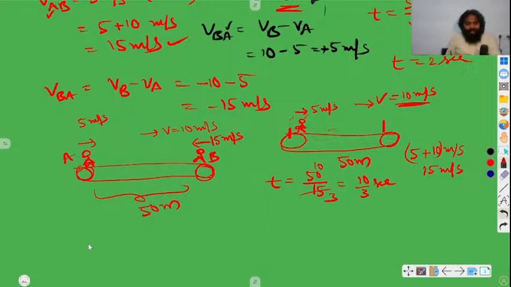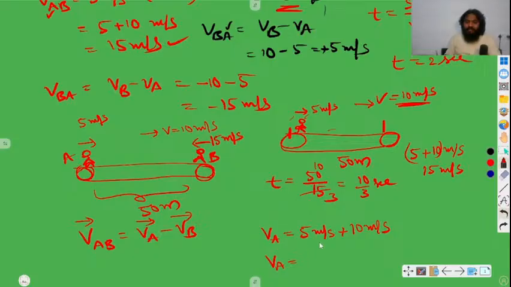Now if you want to calculate the velocity of A with respect to B, it is VA minus VB, right? Here, what is VA? You should remember that you should not take VA equal to 5 meters per second. VA is nothing but 5 meters per second plus 10 meters per second, which means it is 15 meters per second, right? What is VA? 15 meters per second. At the same time, what is VB here?